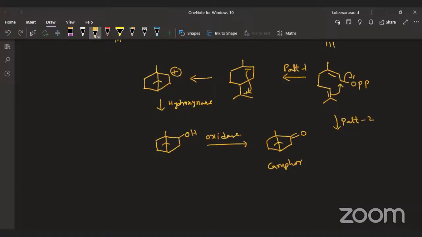Formation of the same cyclic intermediate. Plus charge. Now it is reacting with the hydroxylase. Then it leads to the formation of alpha terpineol.